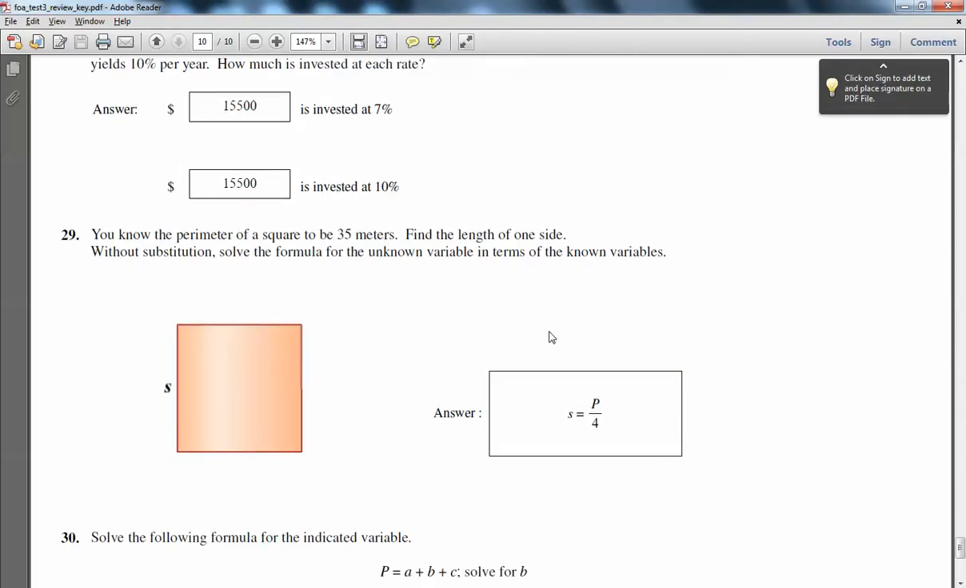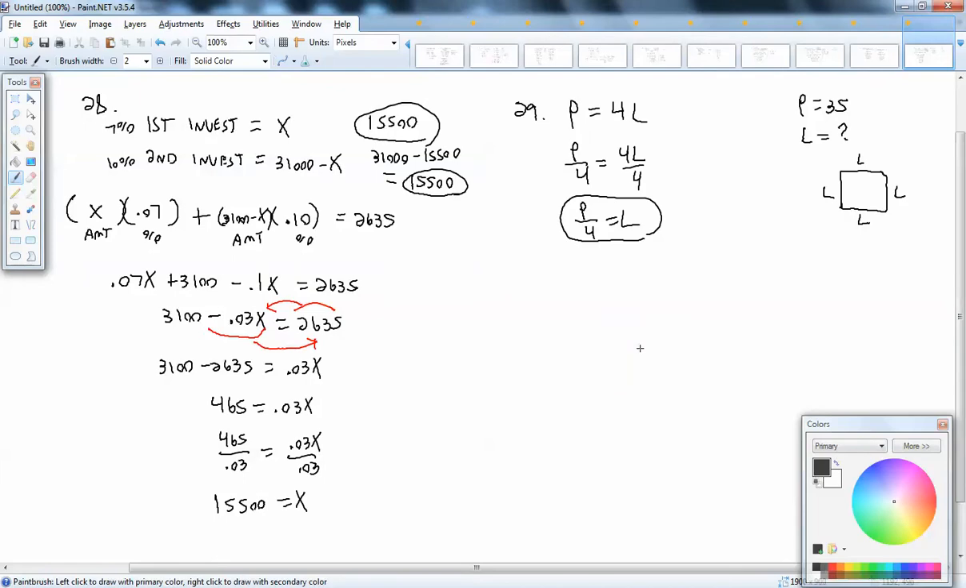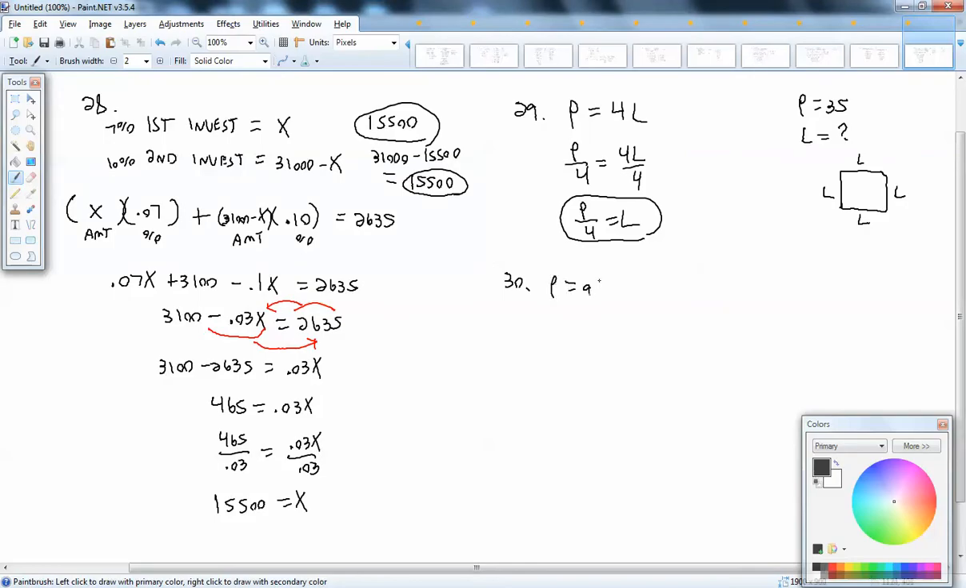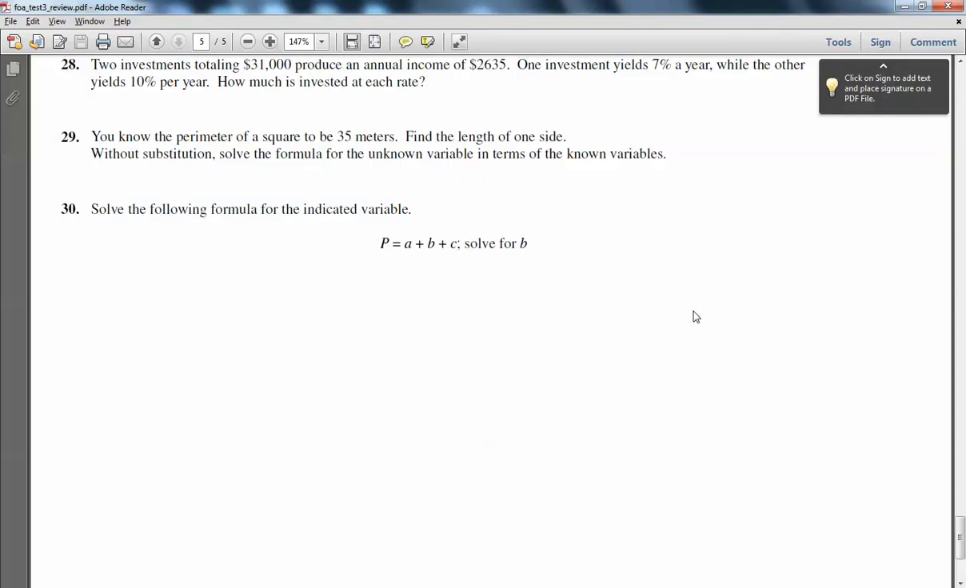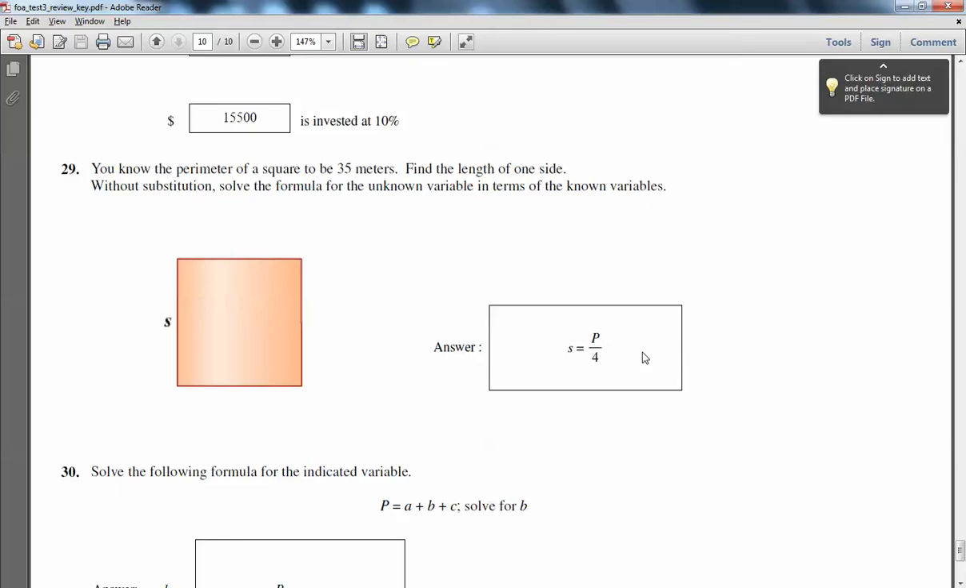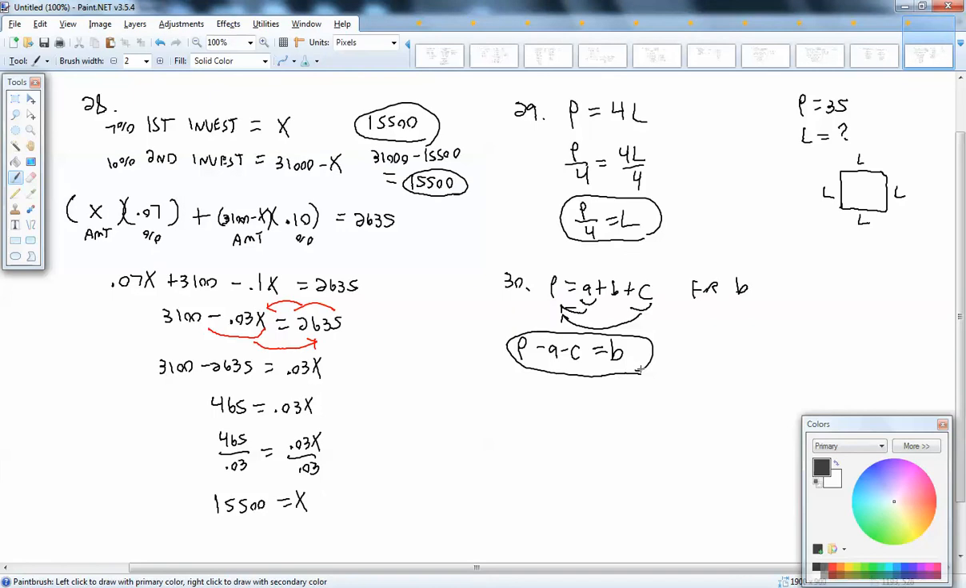Let me check that. S is equal to P over 4, but same idea, I just use a different variable. So let's take a look at number 30 now. We got P is equal to A plus B plus C, and want to solve for B. On this one, we just take the A and C over to the left side, and then we'll be done. P minus A minus C is equal to B. That looks good, and we're done.